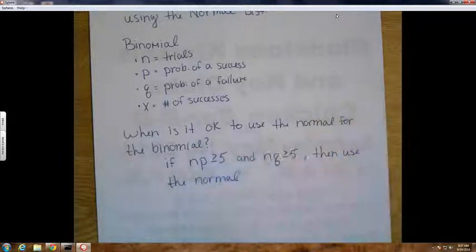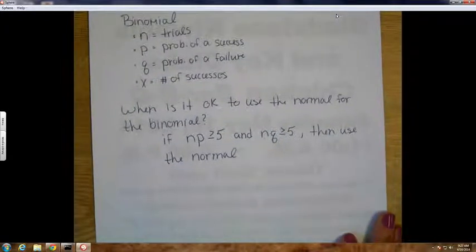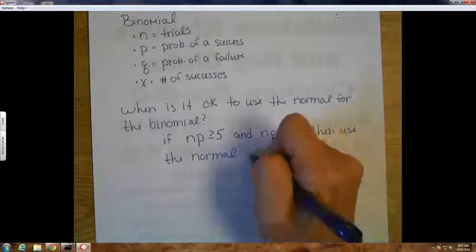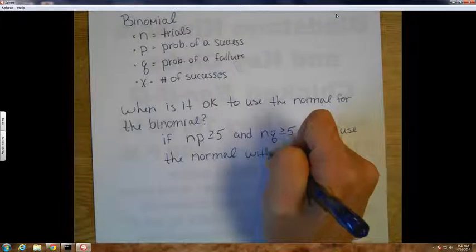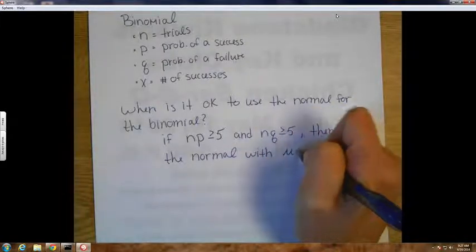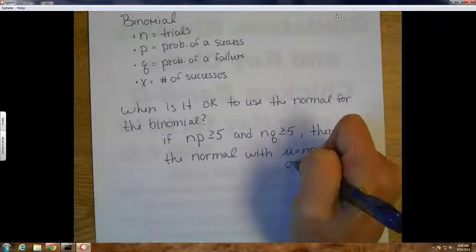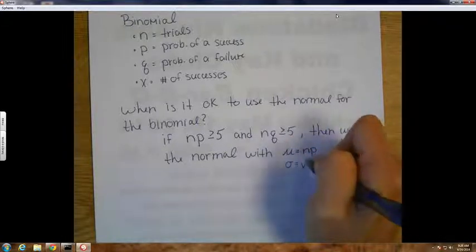And if we're going to use the normal, the NCDF, I need to know the mean and standard deviation. And we had little formulas back in that chapter. We didn't really focus on them a whole lot, but here they are. So then use the normal with the mean equal to n times p, and the standard deviation equal to the square root of npq.